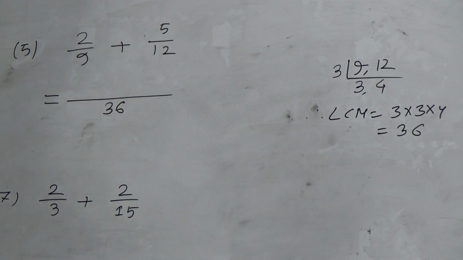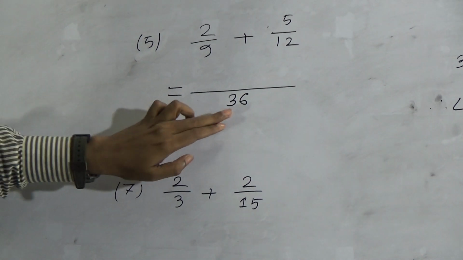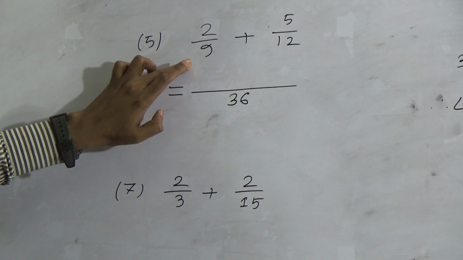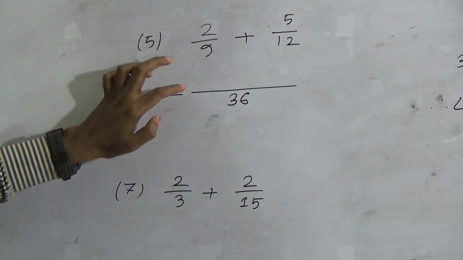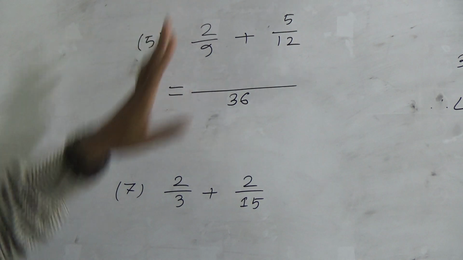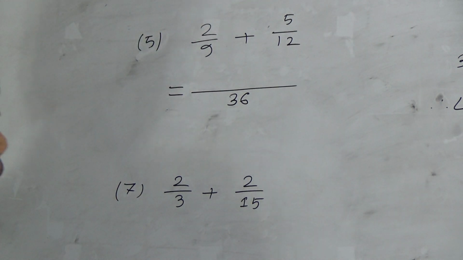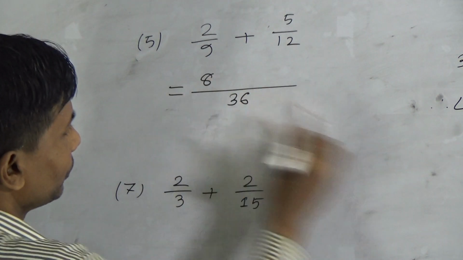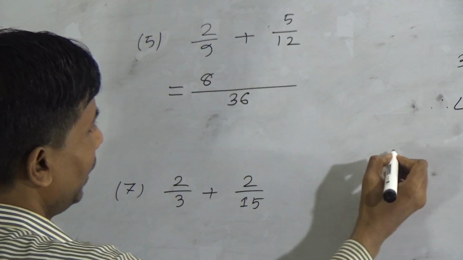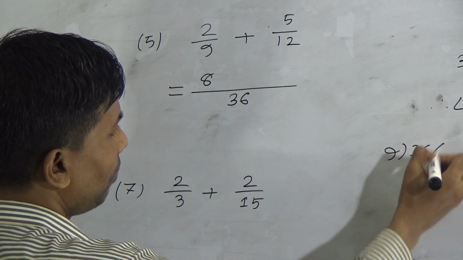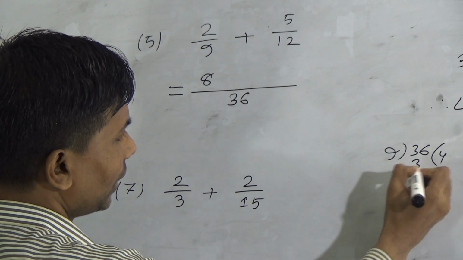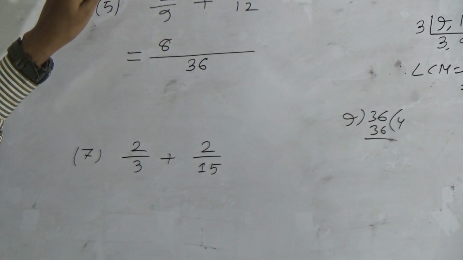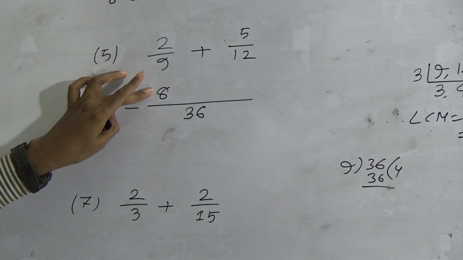Now, second step, divide 36 by 9. Then you get what? 4. Now 4 into 2, which is the third step. 4 into 2 equal to what? 8. Student, look. At first, second step is what? Divide 36 by 9. 4 9s are 36. Okay. Then multiply 4 with 2. 4 into 2 means what? 8. Right here 8.